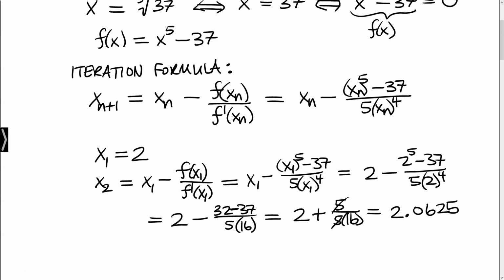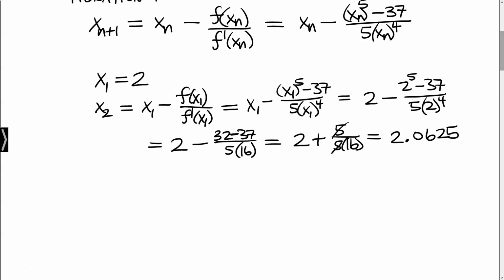Now you can see here that if I was going to plug it back in and try and do it by hand, I'd be taking 2.0625 to the 5th minus 37. So we're not going to do that calculation by hand. We're going to use WolframAlpha to generate the next terms of this sequence. Okay, so let me show you how to do that. I'm going to go to WolframAlpha and show you how to do this.